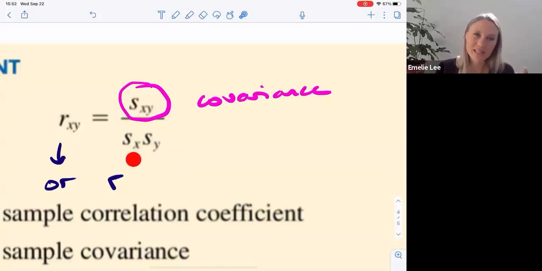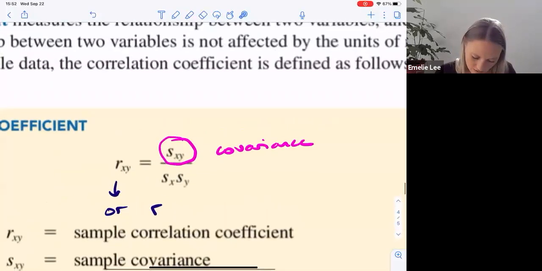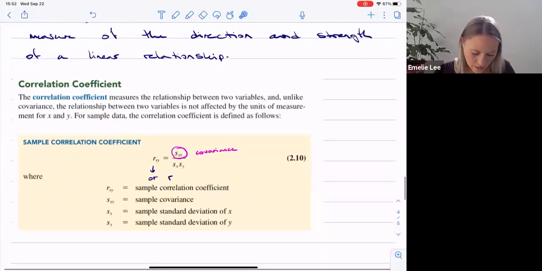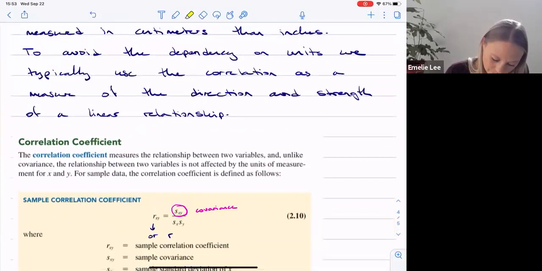Right, and so SX is just this for your X variable and this for your Y variable, right? And that's that. Okay, so we said that the correlation is a measure of the direction and the strength of a linear relationship.